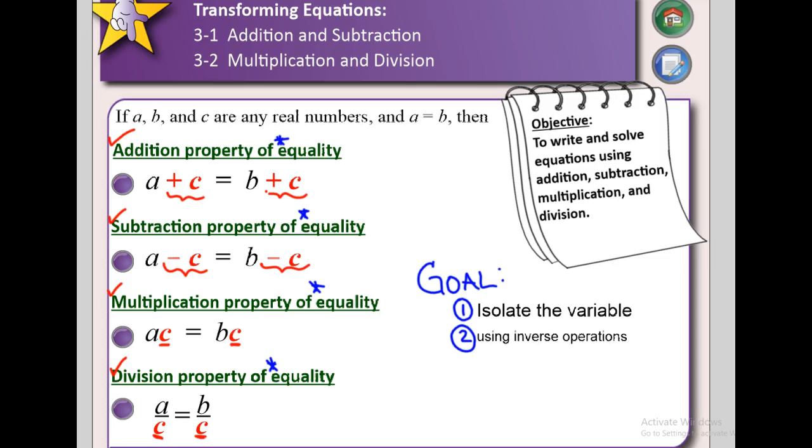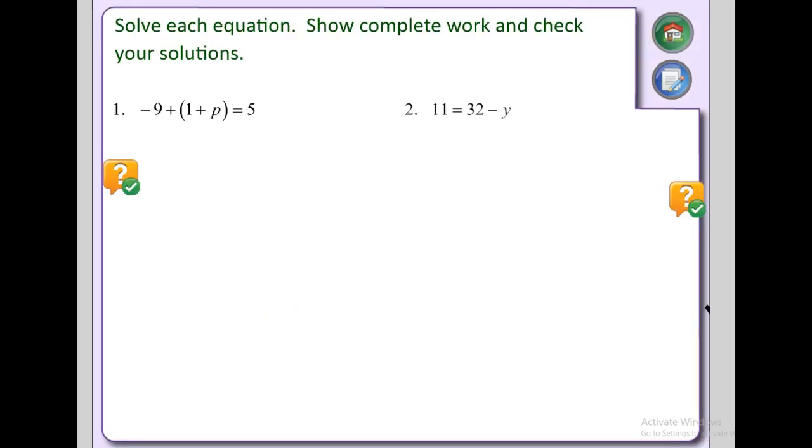What can undo subtraction? Yes, addition. So addition and subtraction are inverse operations. And then what can undo multiplication? To undo, or be the opposite of, multiplication is division. All right? Now, again, Mrs. Burton said we're going to call these one-steppers because it's going to take one transformation to get the letter alone to solve. So let's see what that looks like.